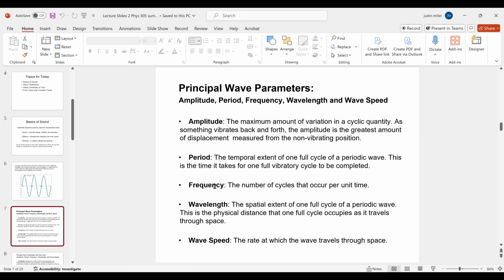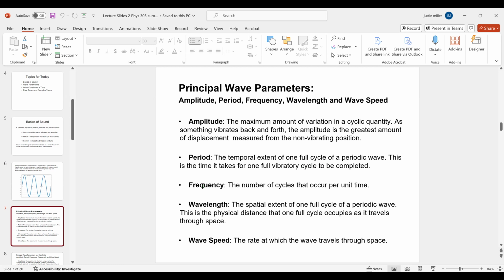Then we've got frequency. Frequency is just the number of cycles that occur per unit time. How many cycles occur, say, per second or per minute? Generally, we're going to talk about frequency in terms of cycles per second. We'll get to that, but it's directly related with the period. The period's how long it takes to produce one cycle, and the frequency is how many cycles are produced per unit time. So these two quantities here, period and frequency, are actually inverses of one another.